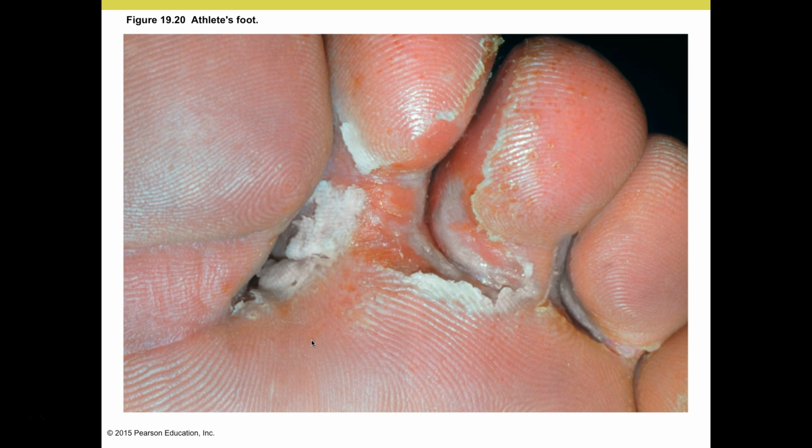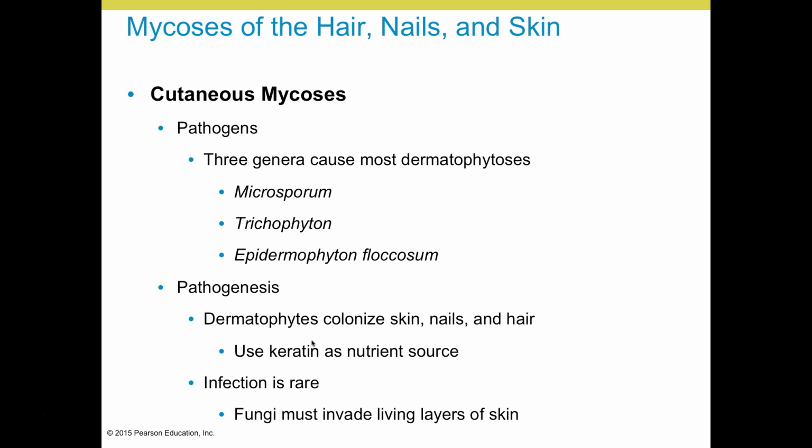Another example is athlete's foot. Not very good looking. So what are the pathogens? You have three genera: Microsporum, Trichophyton, and Epidermophyton floccosum. The dermatophytes colonize the skin, the nails and the hair.